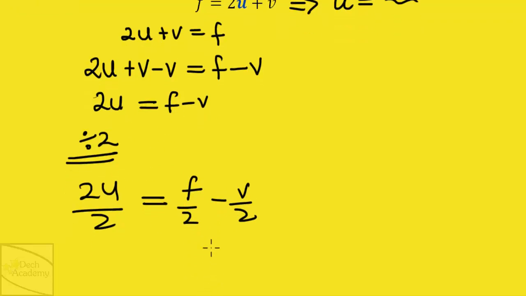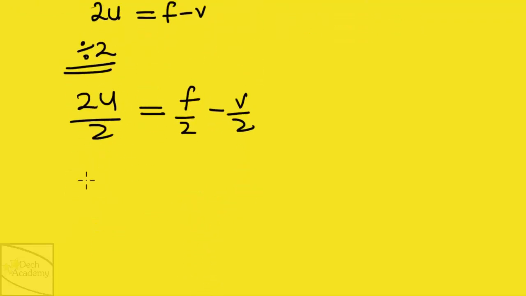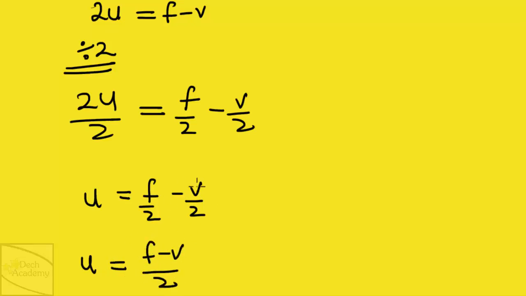And now we simplify to give u equals f over 2 minus v over 2, which is the same thing as u equals f minus v over 2. From our video on subtracting a fraction from another fraction, when they have the same denominator, the resulting fraction has the same denominator, and the numerator of the result is just obtained by carrying out the operation you see with the numerator, so f minus v, which is what we have here.